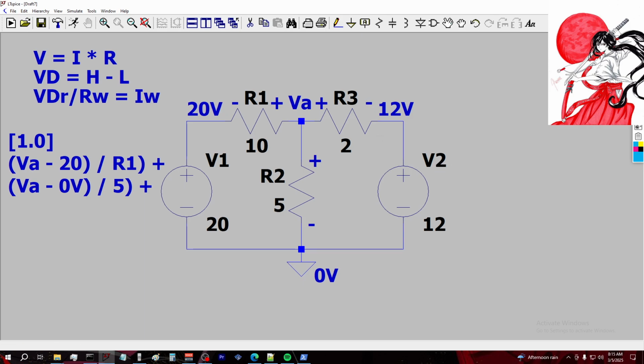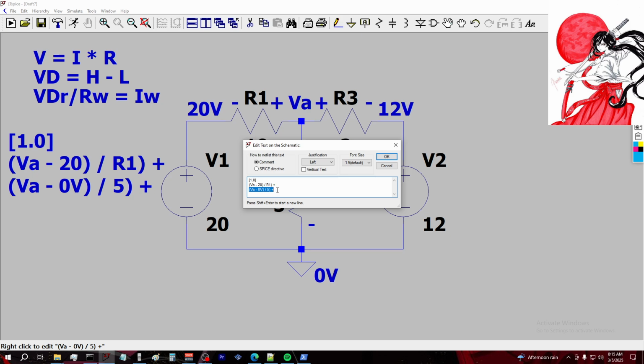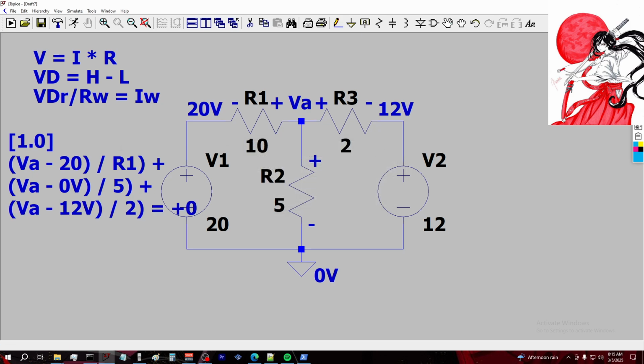And we know that to get our voltage difference, we have to do high potential minus low potential. So let's write that real quick. We're going to do VA minus 12 volts, right? And we're going to divide that by the resistance of this wire, which is 2 ohms, if I'm not mistaken. And so we've completed all the wires, right? There are no more wires left. So all of that should be equal to 0.